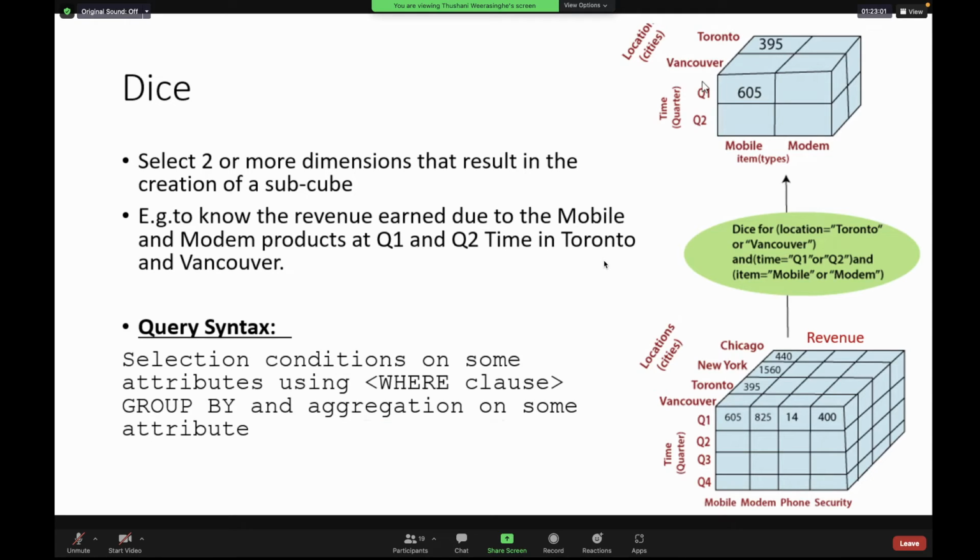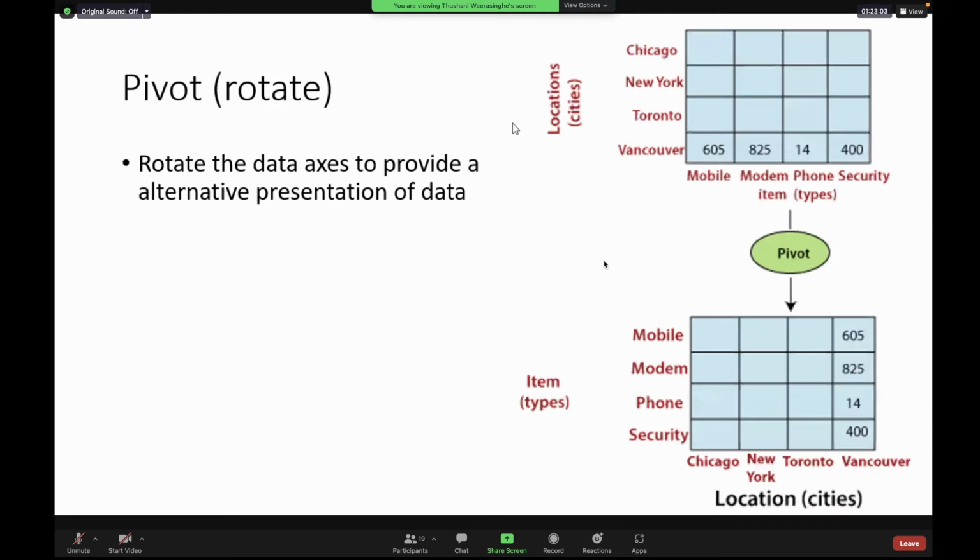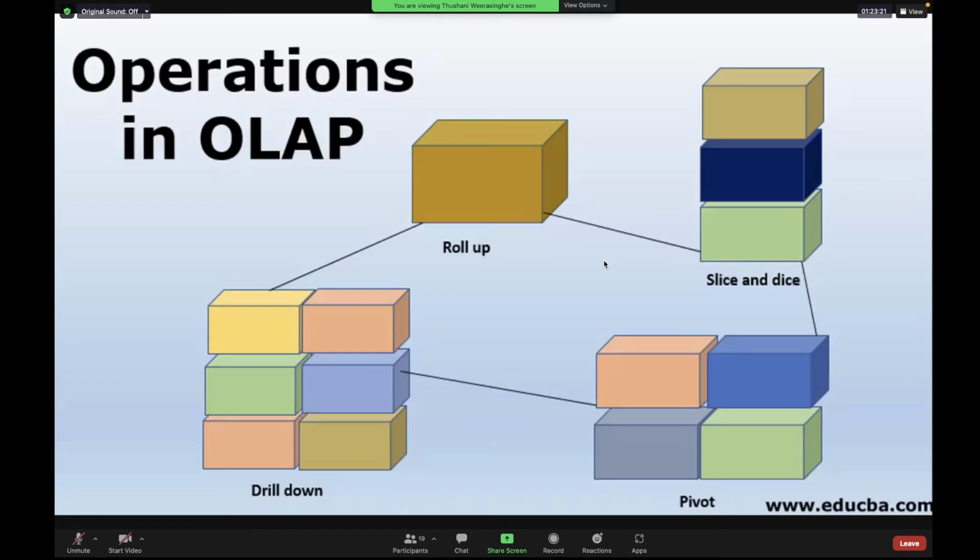And then you can think about the pivot table, where you want to see the information from a different angle. Okay, a different way. So you can change the presentation of data and look at it from a different perspective. And then if you think about these things, I think you know already.